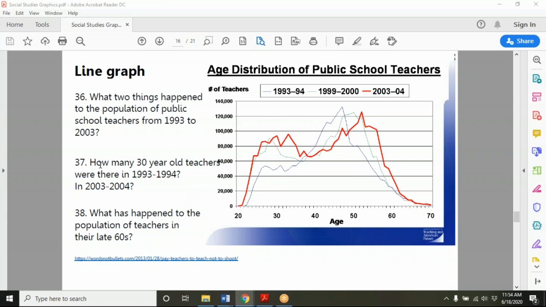So number 37, how many 30-year-old teachers were there in 93 and in 2003? Let's say 30-year-olds, just estimating here. In 93, maybe right here. Draw a line to the left. That's maybe 50,000? We don't know if it's national, I assume it's national. If we go up 30 years until we hit the red, now you're talking 80 to 90,000, somewhere around there. So almost double.